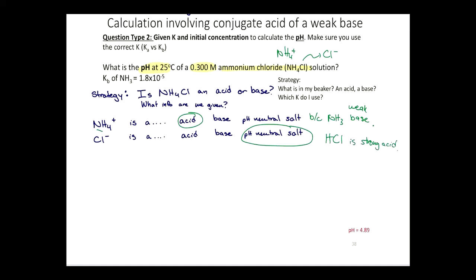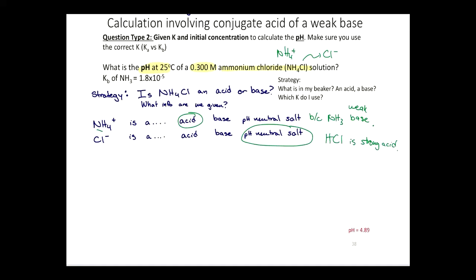So that means if you put ammonium chloride in water, you have a component that is acidic and something that's pH neutral. So the whole solution should be acidic, right? So what K should we use? Ka. And that's what we're going to do. We're going to use Ka. But did I give you Ka?